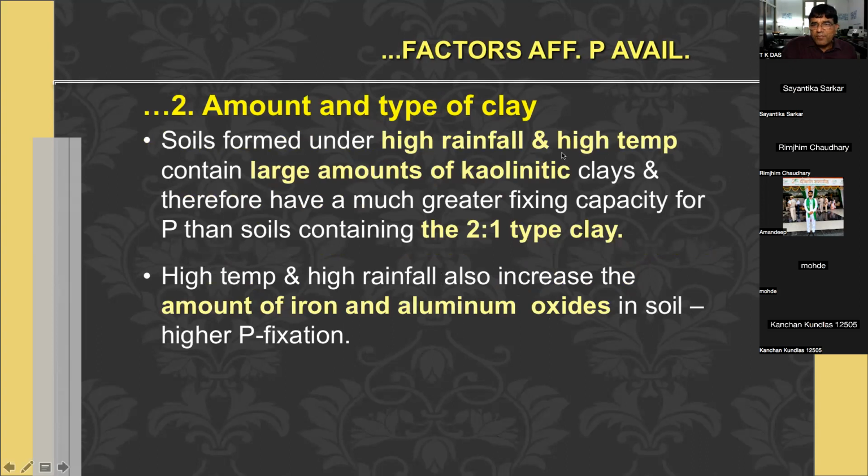Soils formed under high rainfall and high temperature contain a large amount of kaolinitic clays and therefore have a much greater fixing capacity for phosphorus than soils containing the 2:1 type clays. So this fixation is sometimes a boon also. Otherwise, one can lose the phosphorus by some other means. So sometimes it is good also. High temperature and high rainfall also increase the amount of iron and aluminum oxide in soil, giving high P fixation.